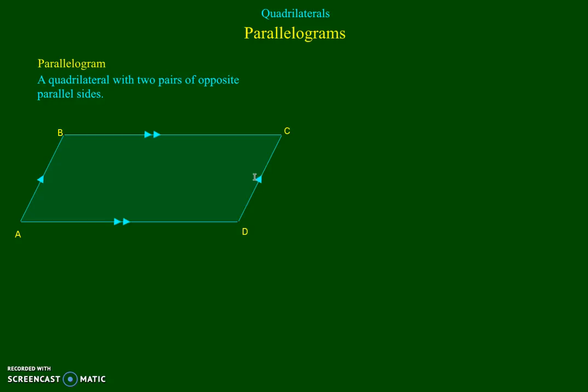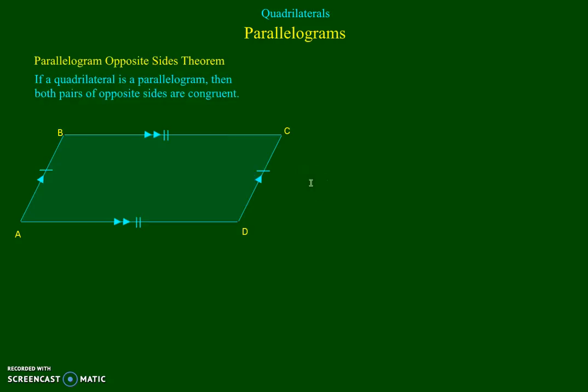So let's turn to the first set of properties for parallelograms. That property is stated in the parallelogram opposite sides theorem. If a quadrilateral is a parallelogram, then both pairs of opposite sides are congruent. Here you can see this congruent symbol matches with this one, so these two sides are congruent, and these two sides are congruent. These sides are not necessarily congruent to these sides.